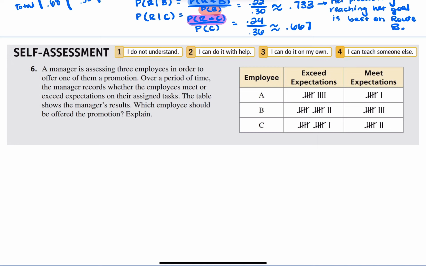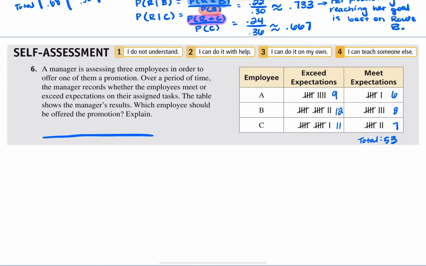All right, let's check number 6. So again, the first thing I want to do is count my tally. So I have 9, 12, 11, 6, 8, and 7. Total. So if I add 9 plus 12 plus 11 plus 6 plus 8 plus 7, I have 53.